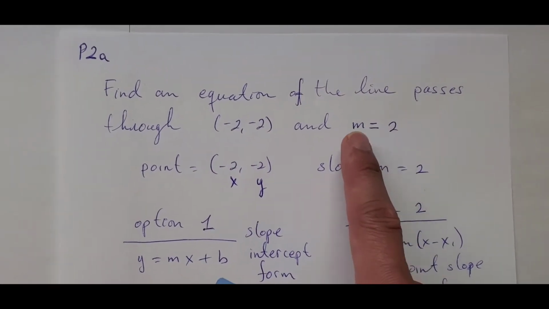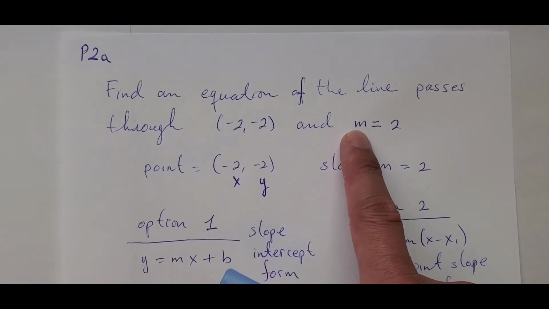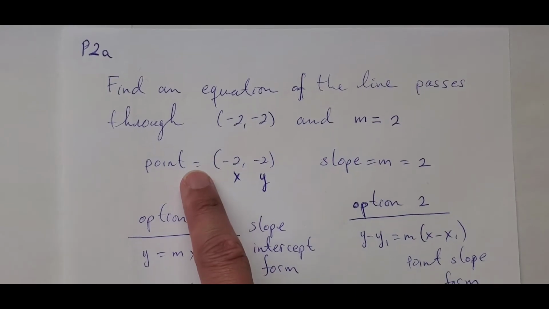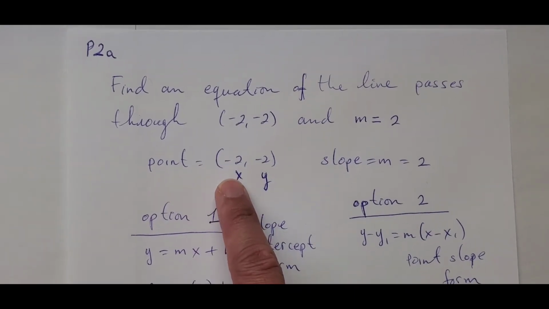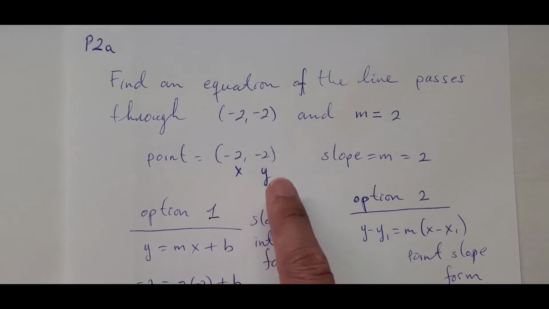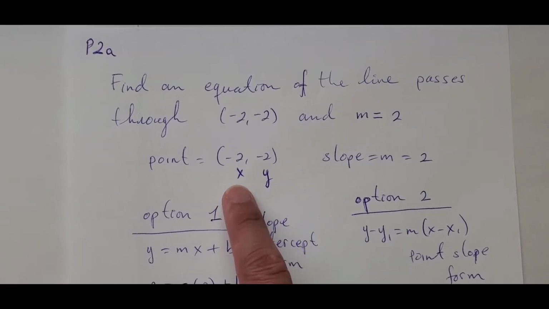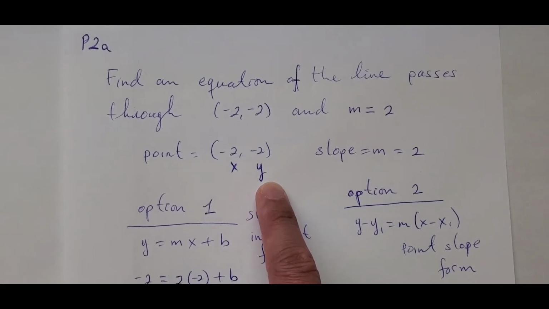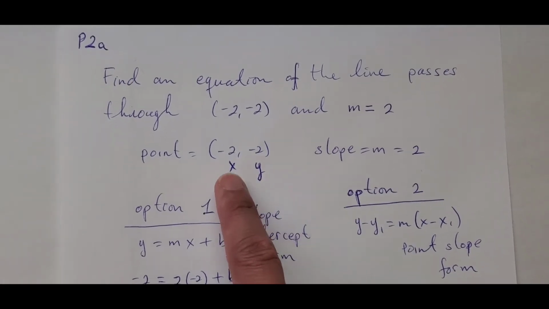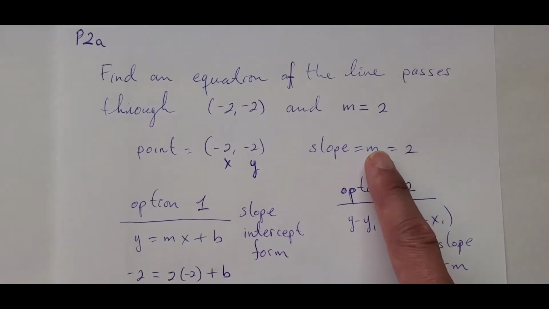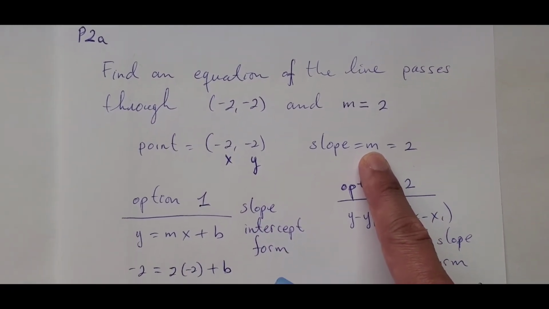Slope is always the letter M, and this is by default. Now with a point, make sure it is X first and then Y. Do not say Y first and then X. X first and then Y, and the reason is the order of the alphabet. Again, slope is always the letter M, by default.